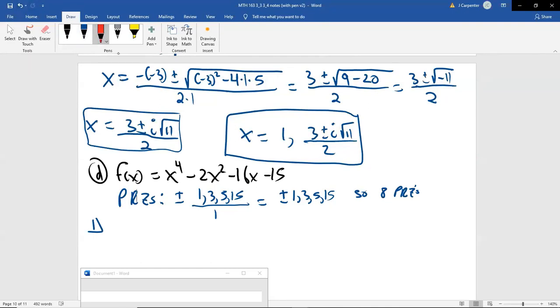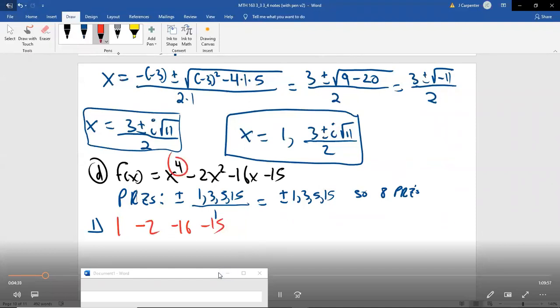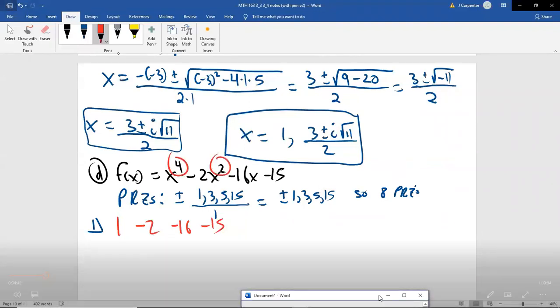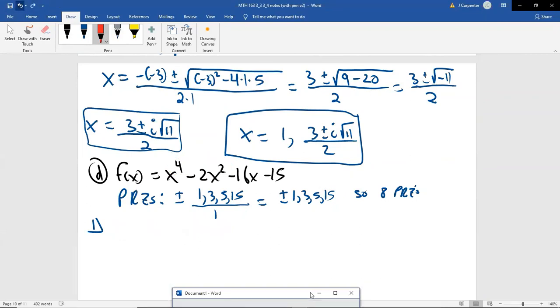Now I'm going to do this wrong for a second. I got 1, negative 2, negative 16, negative 15. This is wrong. Why is this wrong? Because here's our x to the third term. There is no x cubed term written, but that is a very important piece to have there. It's a placeholder. So this is like we've missed the x cubed column. We need a 0 in its place. So we'll do the 1 for the x to the fourth, a 0 for the x cubed, the negative 2 for the x squared, negative 16 for the x, and the negative 15 for the constant.